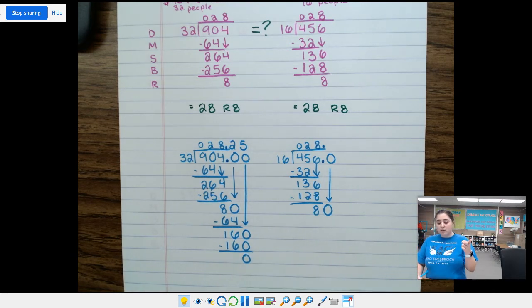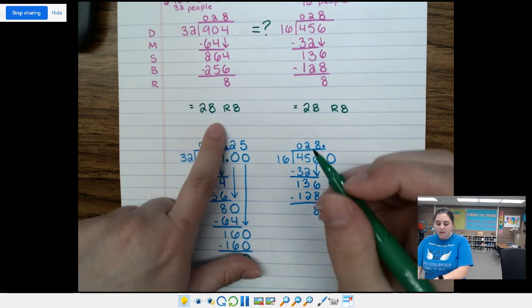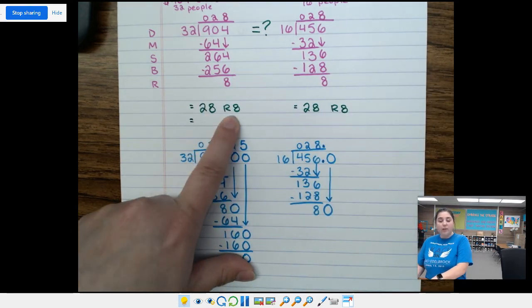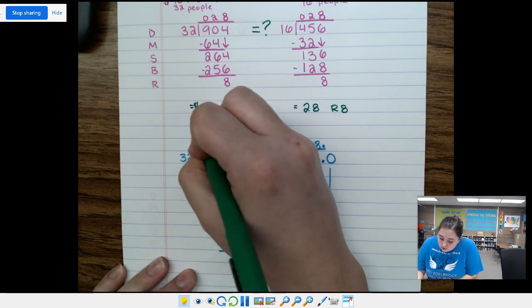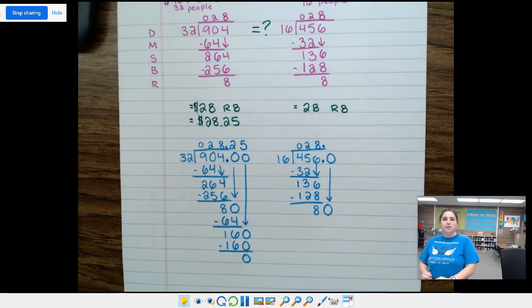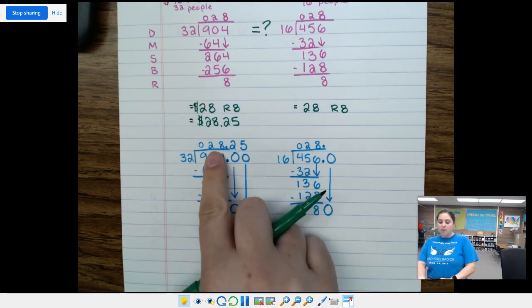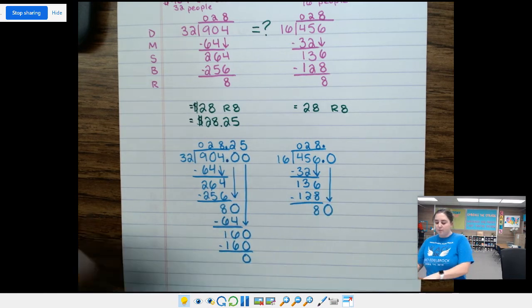So remember with decimals, the only time you stop is when you subtract and you get 0. When you subtract and you get 0 and there's nothing to bring down, you're done. So in this problem, instead of having 28 with $8 not given out, everyone's going to get $28.25. Let's finish solving for this one.